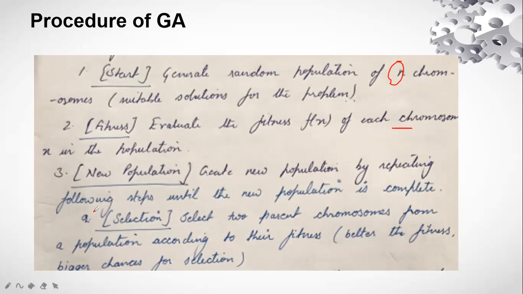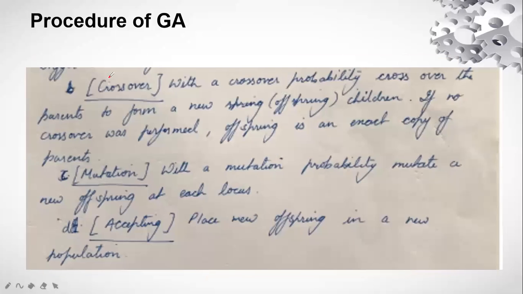That means by applying certain genetic operators on these. What are these? The first one is called the selection. Now we are going to select two parent chromosomes from a population according to their fitness. Whichever one has the better fitness has a better chance of selection.